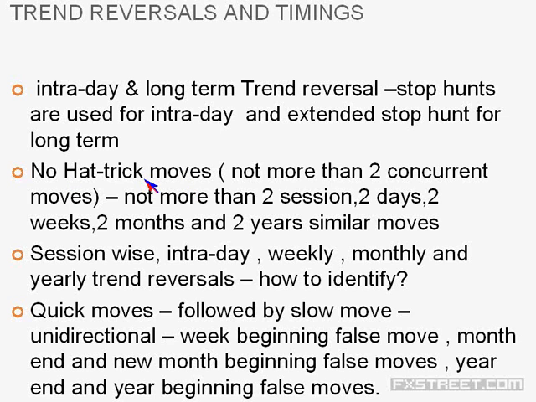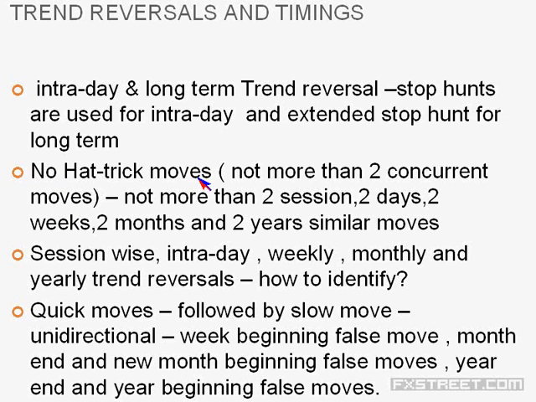So they don't do any hat trick. They don't make hat-trick moves, where hat-trick means three times it should occur in a similar fashion. But they do it two times. The third time, they make it as if it is going to be a similar move, but quickly reverse. Only then can they give a surprise to the traders. So not more than two concurrent moves will be similar.